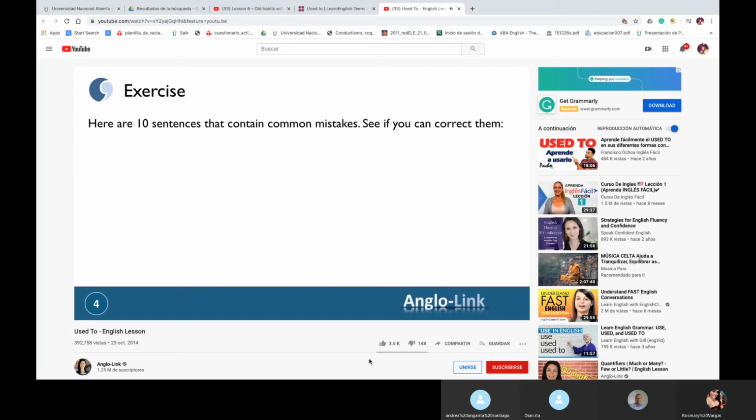Number 4. Peter's family would own a farm which they have now sold. Would doesn't work in this sentence. You have to use used to. Peter's family used to own a farm which they have now sold.